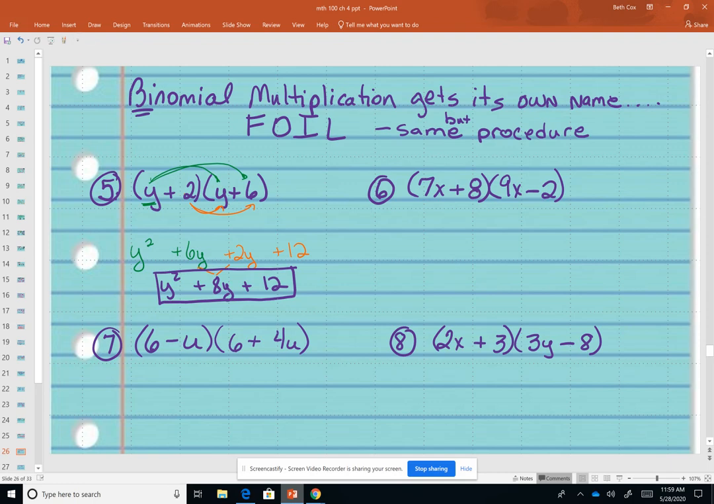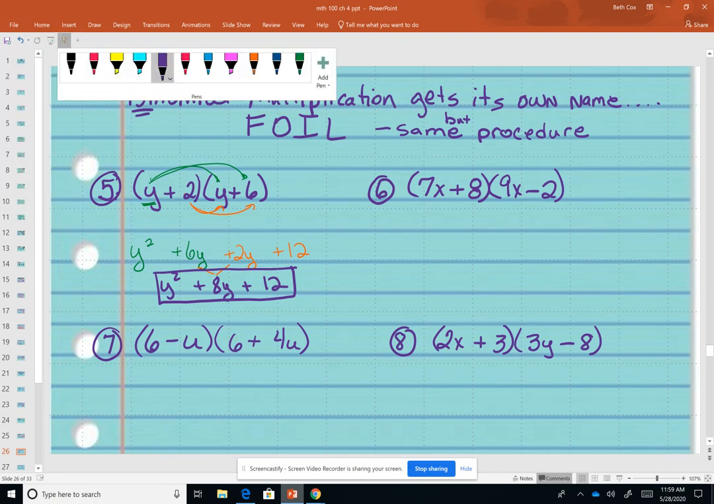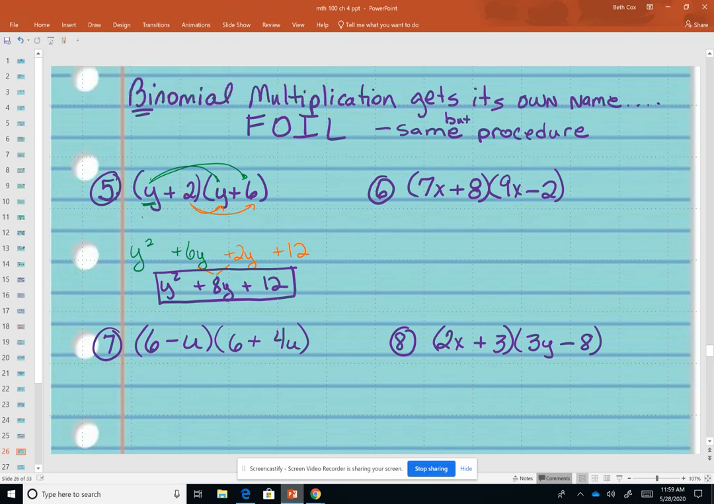The F stands for first. So this was the first times the first. And the second multiplication was called outside. So we did the y's on the far left, 6 is on the far right, so those are the outer terms. And then I stands for the inside, and that's where the 2 and the y are multiplied because those are the 2 inside terms. And then the 12 came from 2 times 6, which was the last terms. So that's where it comes from. It's no different than what we've already done.